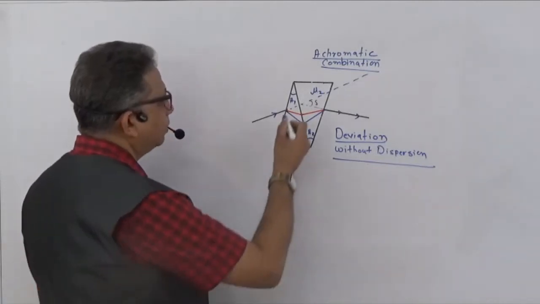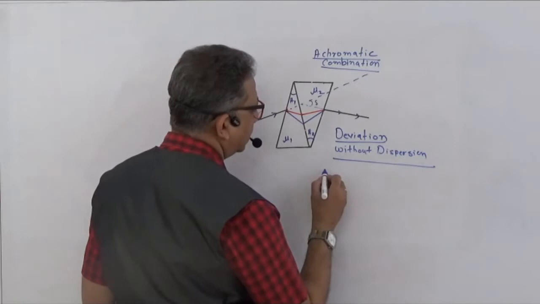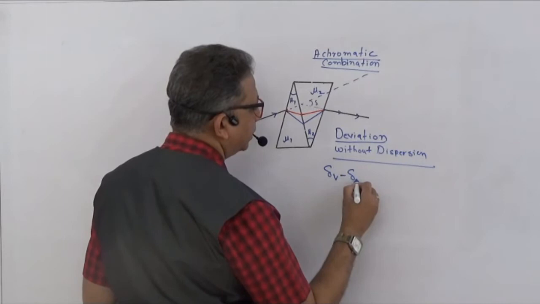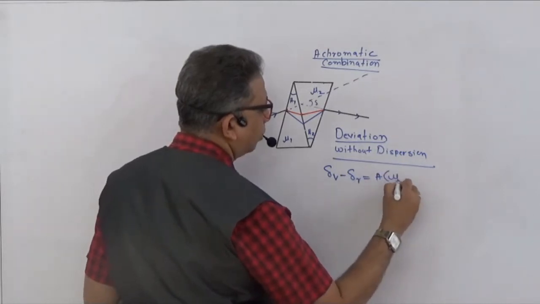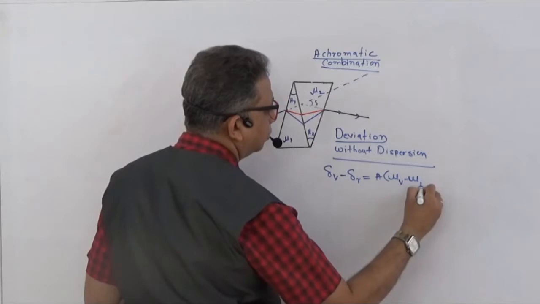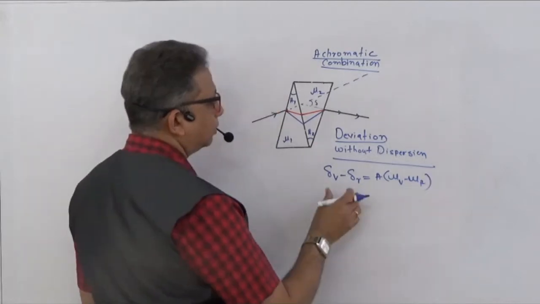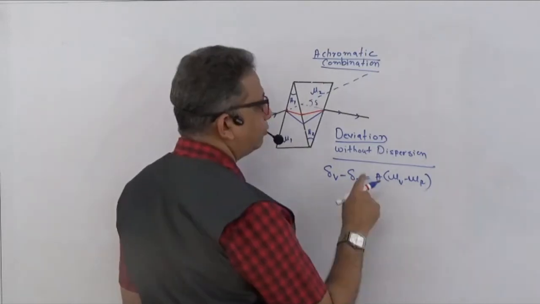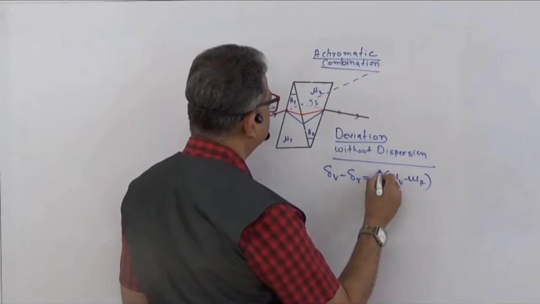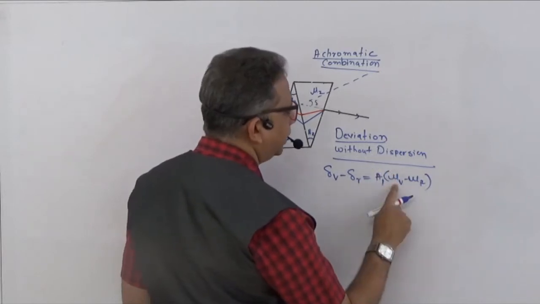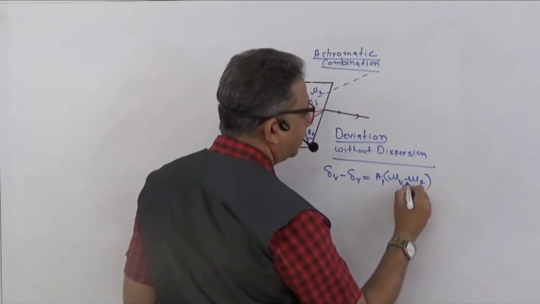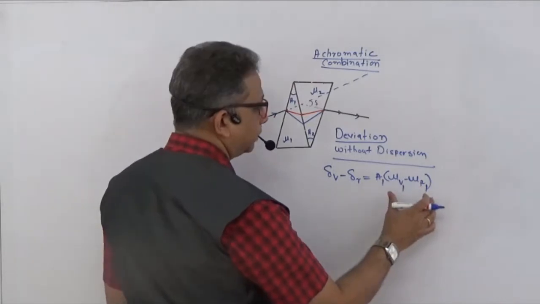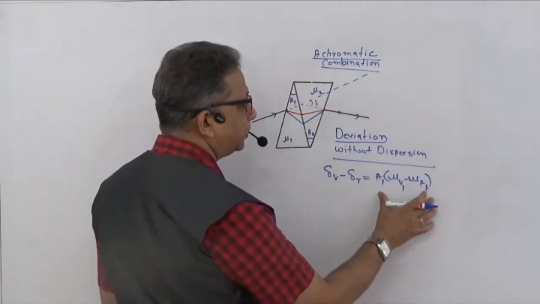What is the angular dispersion for prism 1? As we had seen in the last session, it was deviation of violet minus deviation of red, that is A1 times mu of violet minus mu of red. Here I have to change, because A1 is the angle of prism 1, with the refractive index of violet of prism 1 and refractive index of red of prism 1. So this is the angular dispersion of prism 1.